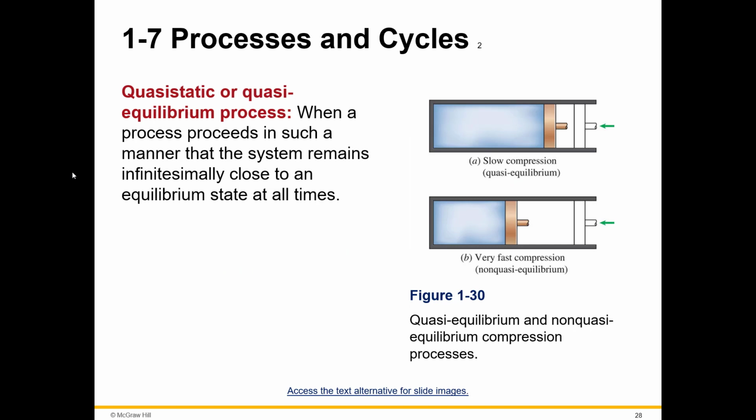So we're talking about a quasi-static or quasi-equilibrium process, and it's when a process proceeds in such a manner that the system remains infinitesimally close to an equilibrium state at all times. So I want you to think about how this looks on a graph. Okay. Or, you know what?